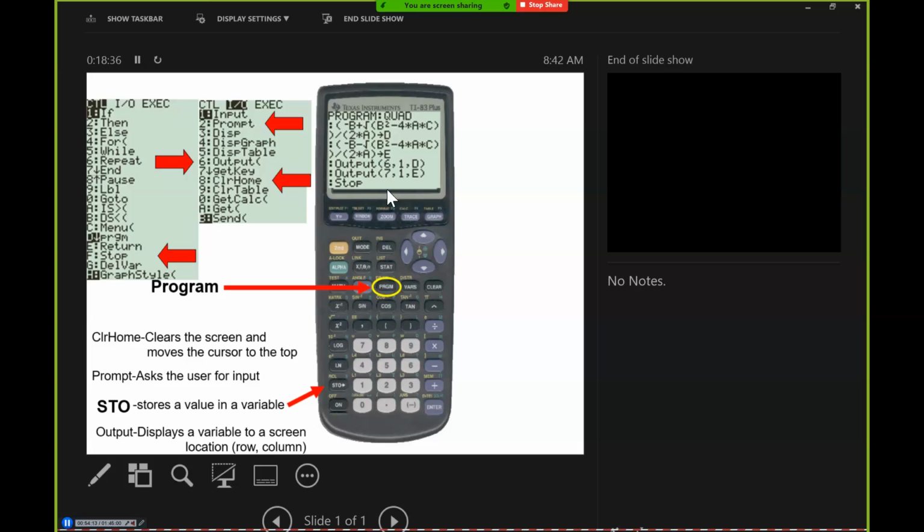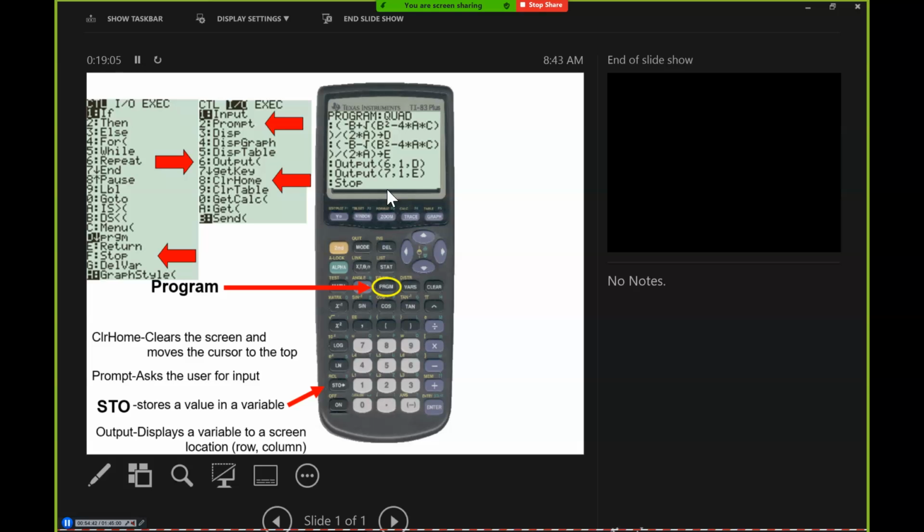Is anybody still working on getting their program typed in? Okay. So go ahead and press second and then the mode button to exit back to the main screen. The mode button's right next to the second button. And now we're going to press the program button.